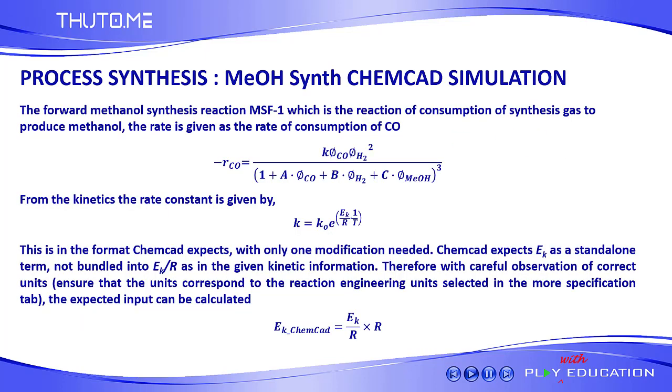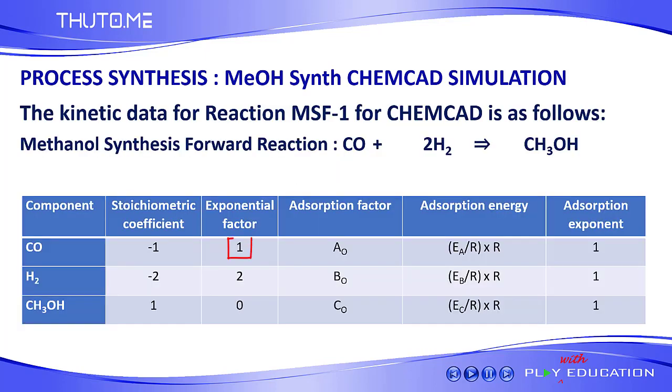The exponential factors are the ones that you can get from the rate expression here. As we've said, for CO the exponential is 1, and for hydrogen the exponential is 2. So you can enter those as 1 and 2, and for methanol we have stated that it's 0. The adsorption factor terms, you are given those, you just have to enter them paying careful attention to the units. Usually these are dimensionless constants.